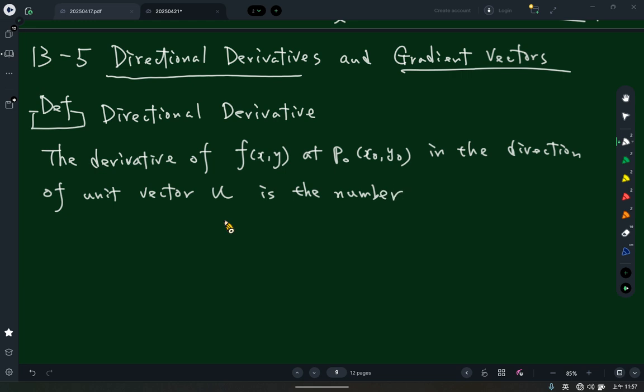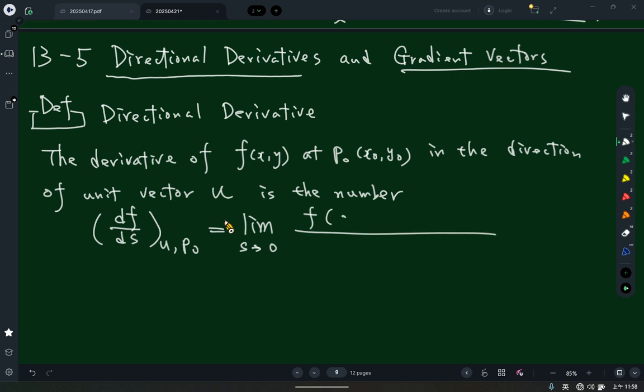Let me draw it down, and later I will show you the whole concept: df over ds at P0 in direction u equals the limit as s approaches 0 of f of (x0 plus u1 s, y0 plus u2 s) minus f of (x0, y0), over s. If you see this expression for the first time, maybe it looks a little complicated. But no worry, I will teach you step by step what the directional derivative is.